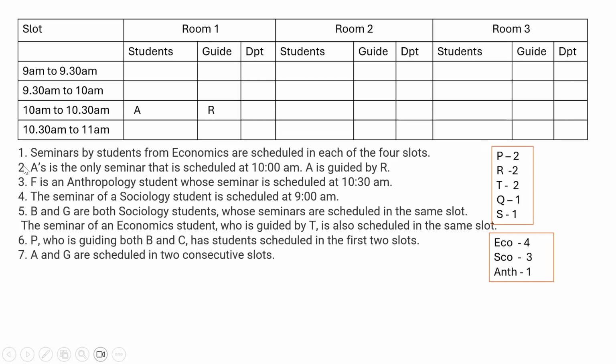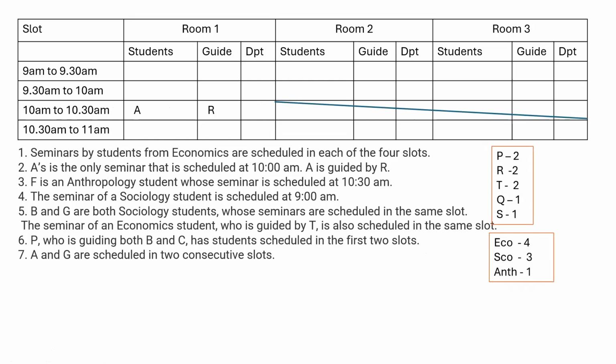The second information is also saying that this is the only seminar. A is the only seminar. So in this third slot, there will not be any other seminar, because it is clearly saying that A is the only seminar that is scheduled at 10. There is no other seminar. So we will just cancel that part out.